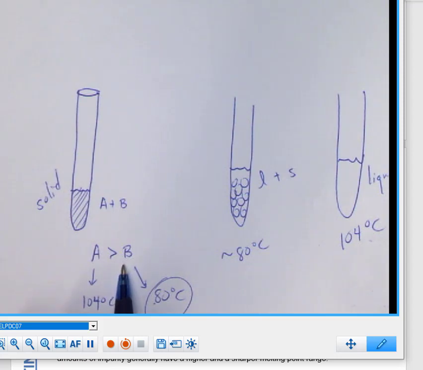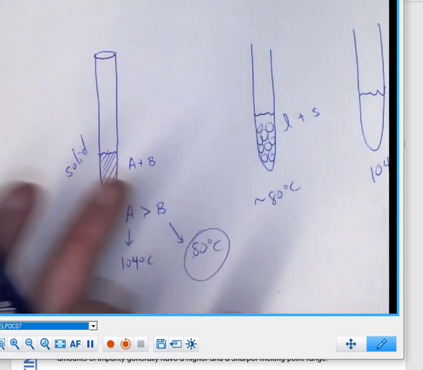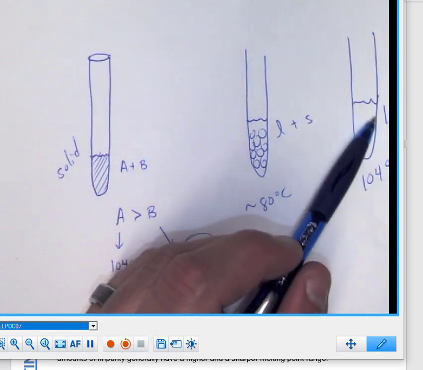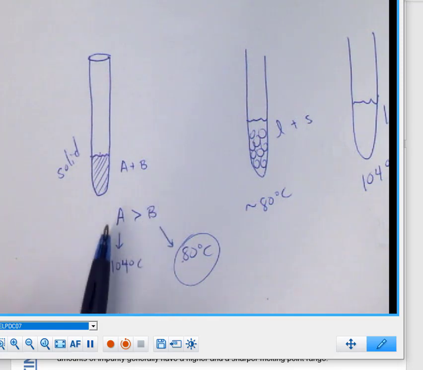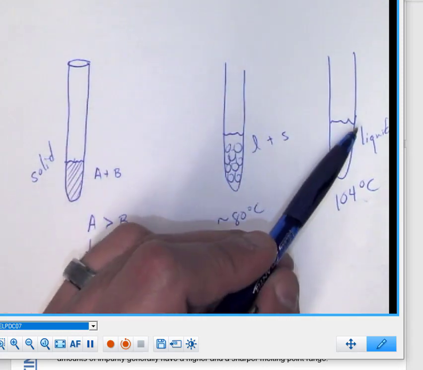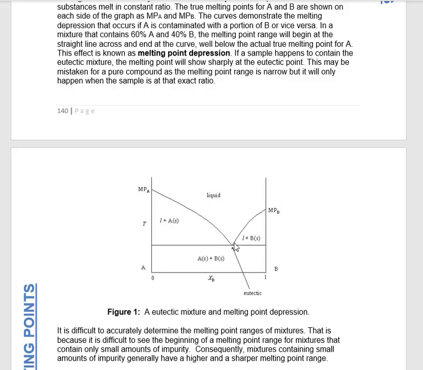All right, so at the eutectic point, what winds up happening is within a given ratio of A to B, you'll actually see nothing but liquid at a temperature that's lower than the melting point for both A and B. So you could actually see, like at 60 degrees C, nothing but liquid if you have a very precise ratio of A to B. All right, that's the eutectic point. And so that's what this is kind of saying here.